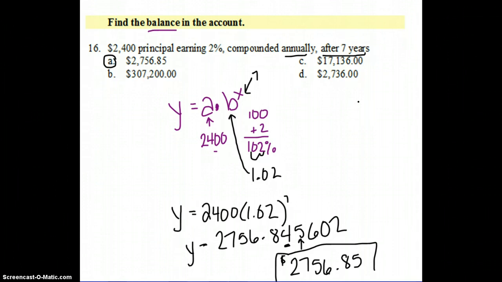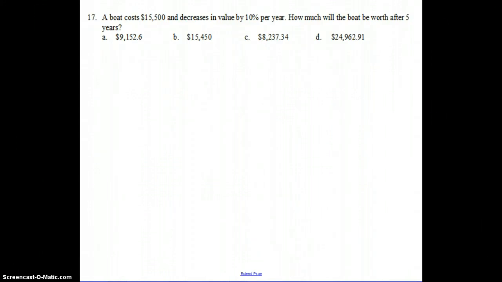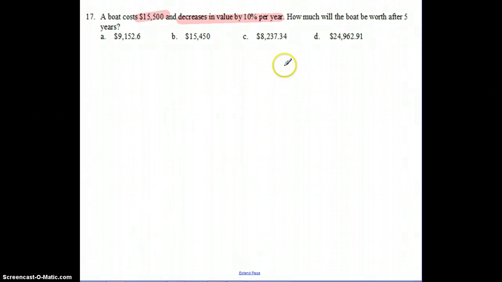Okay, let's take a look at our next one. On our next one, this is going to be one of those problems where we're going to have to read and underline our facts, kind of like a talking to the text. So in this one, the boat cost $15,500 and it decreases by 10% per year. And then if we look at this, you can also see that they want to know what it's going to be after 5 years. So we've got a lot of information.